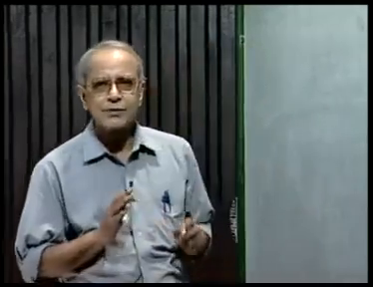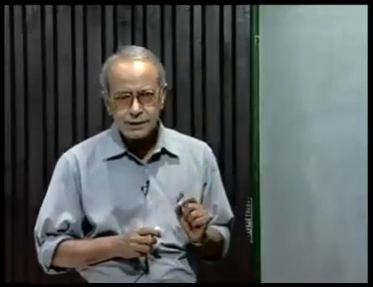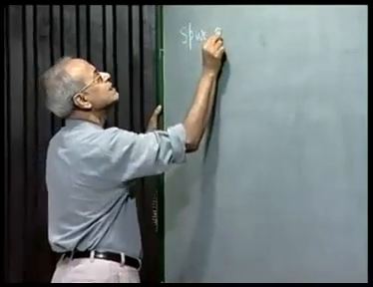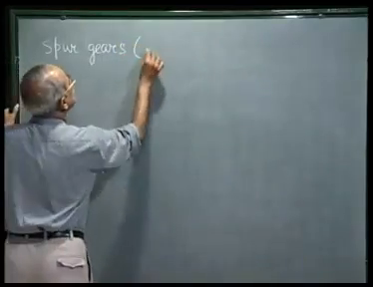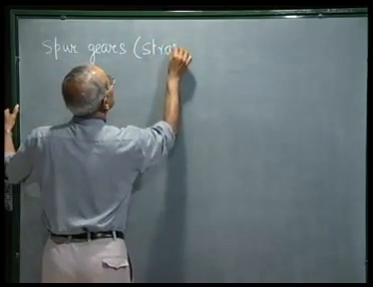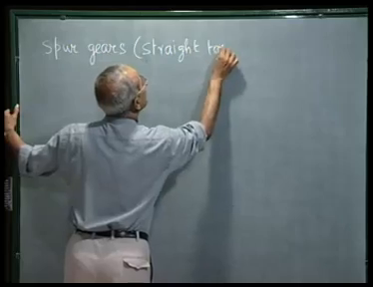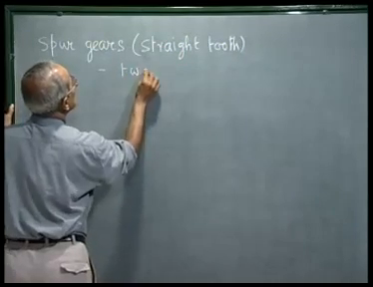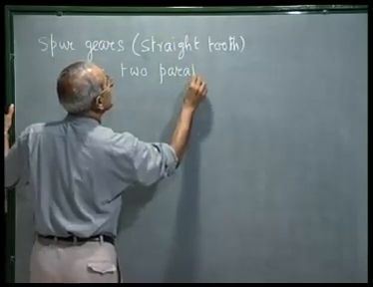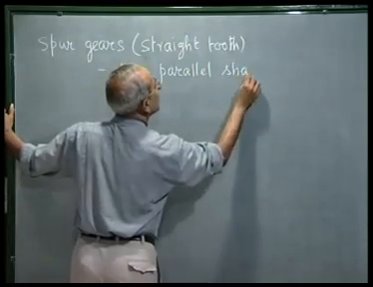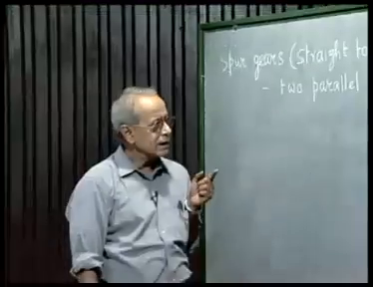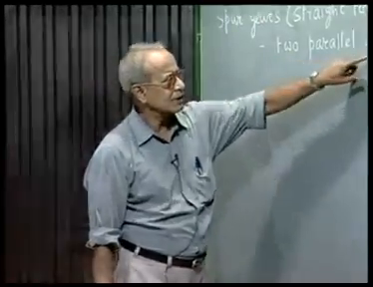So far in this course, we have discussed straight tooth spur gears which are used to connect two parallel shafts. So, we have discussed what we call spur gears with straight tooth. These are used for connecting two parallel shafts. And the tooth on the gear surface runs parallel to the axis of these shafts.